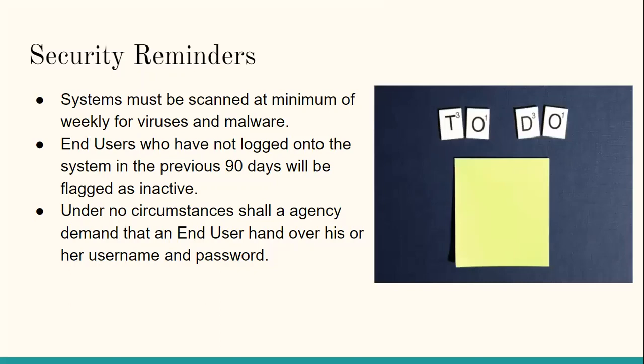Systems must be scanned at a minimum weekly for viruses and malware. Sometimes that can be a little hectic on your schedule, so at the very minimum, do a monthly check for viruses and malware on your system. If it's not automatically doing daily scans based off of the type of software you have, you should think about doing at least monthly. End users who have not logged onto the system in the previous 90 days will be flagged as inactive. Every month we check activity on our end users. If you are not active within 3 to 4 months, we will take you out of the system.